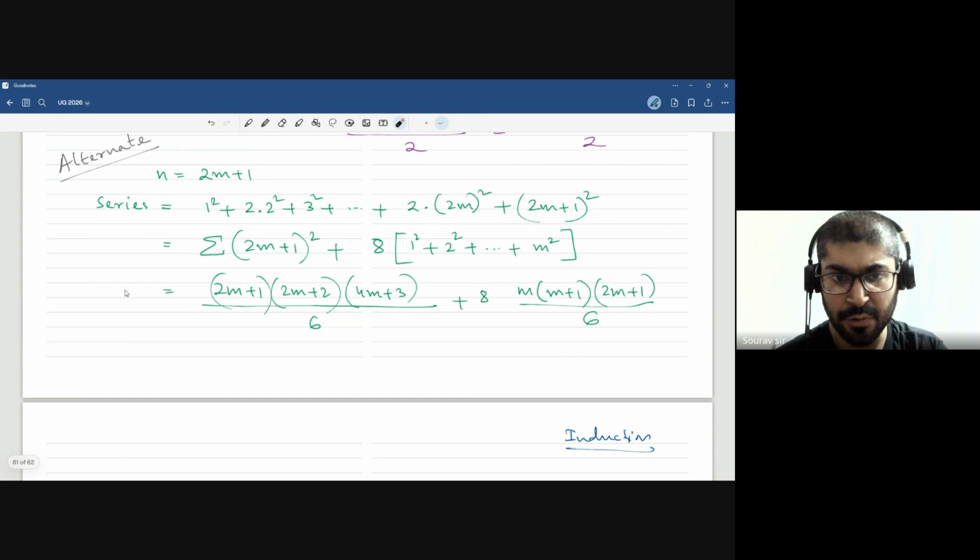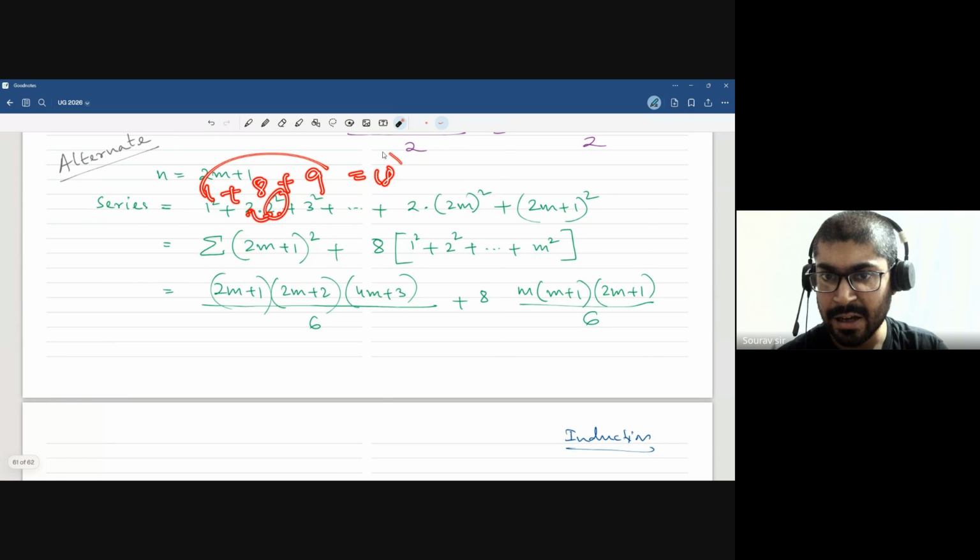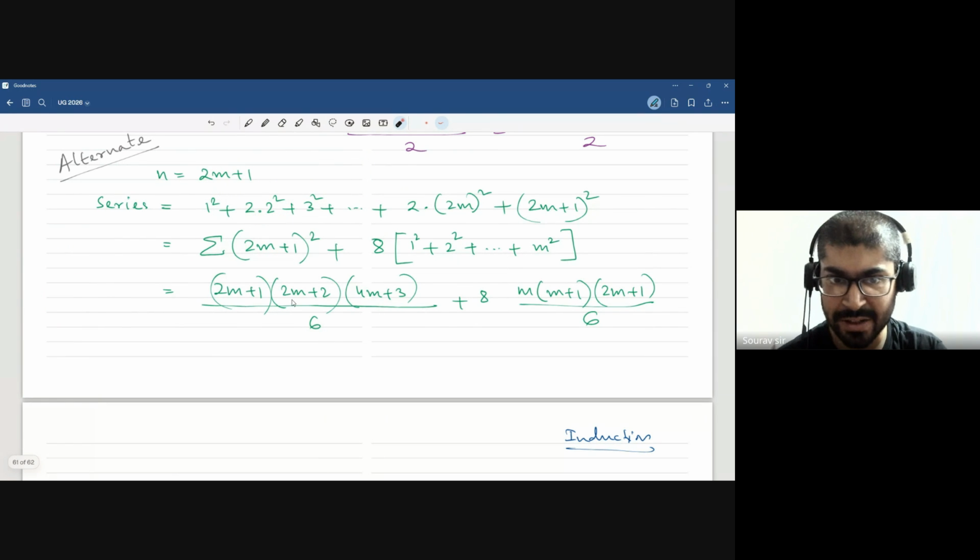Let us check this formula once. Check this formula for m equal to 1, to see if our calculations are correct. So if m equal to 1, n should be equal to 3, right? If n equal to 3, that means the three terms here will be 1 plus 2 into 4, 8, plus 3 square, 9. So that should be 18. That means for m equal to 1, the sum should be 18, right? If that happens, then our formula is correct.